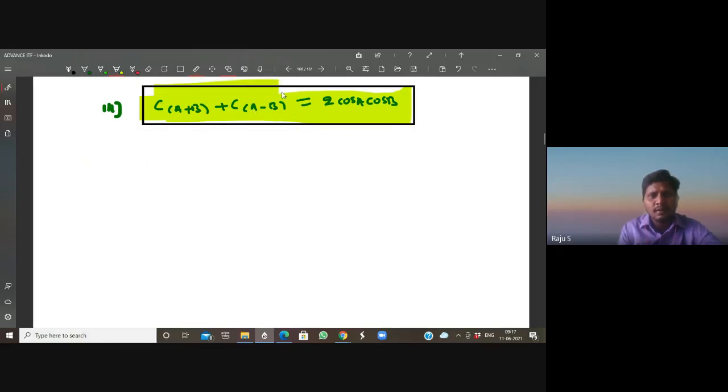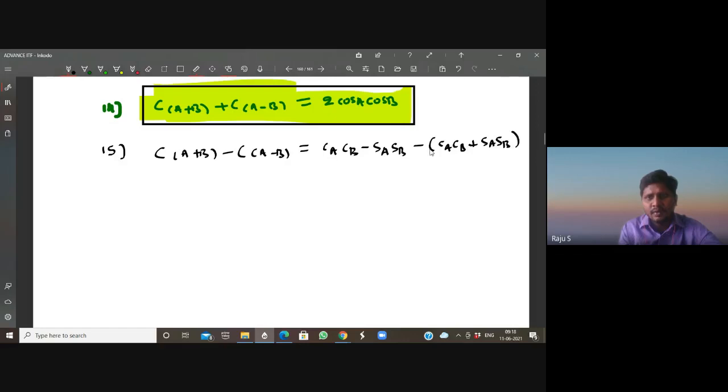Okay, this is the formula. Then next, 15th, same, cos(A plus B) minus cos(A minus B). Once again we can simplify this, cos A cos B, sin A sin B. See here, these two will be cancelled. Now this is equal to minus 2 sin A sin B. Am I right? This is the cos(A plus B) minus cos(A minus B) form.